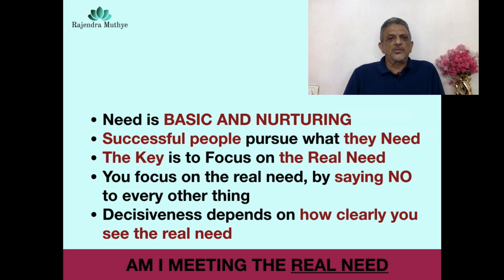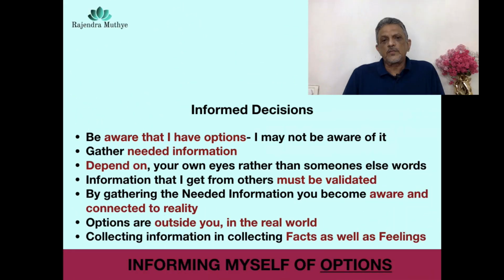Okay, so I think we have gone fair enough. Go ahead and identify what is the real need in a situation where you are unable to make a decision or you want to make a better decision. Then let's go to the second part: am I giving myself the options? Informed options. First of all, I must be aware that there are always options. I may not be aware of the options, so I need to probe. I need to go deeper, I can do a lot of homework for myself. I need to gather information, whatever is required. Okay, have I done that?